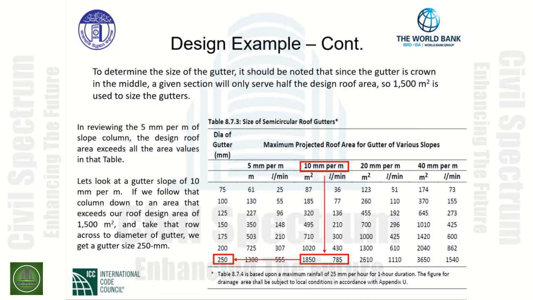If we follow that column down, we are looking for an area at least or greater than 1,500 square meters. Towards the bottom of the table, we find the value 1,850 square meters. We move to the left-hand side all the way over to the diameter of gutter, and we size the gutter at 250 millimeters.